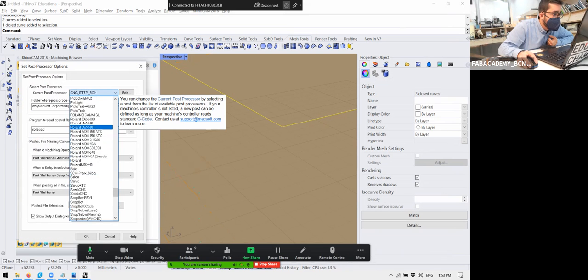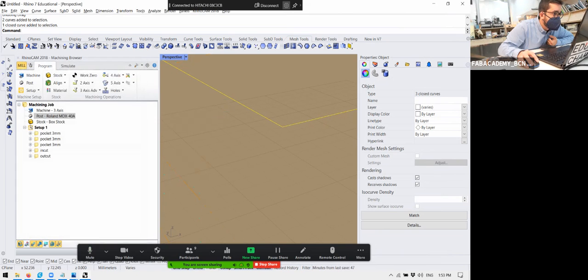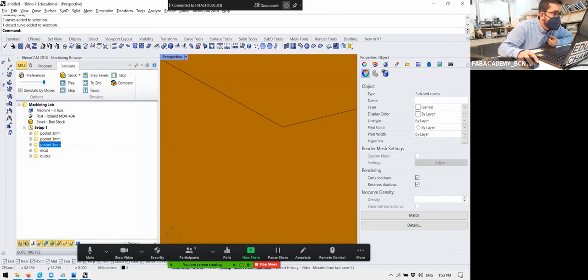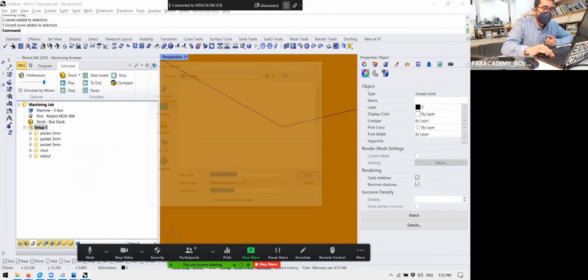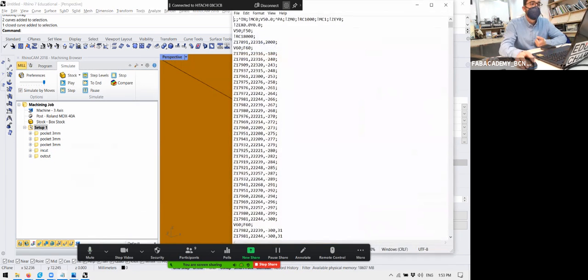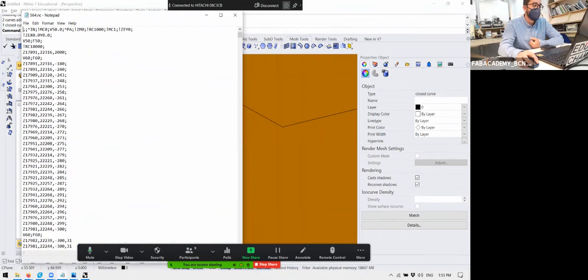Roland MDX 40. Okay, let's post process. Post. Look, same file for a different machine.